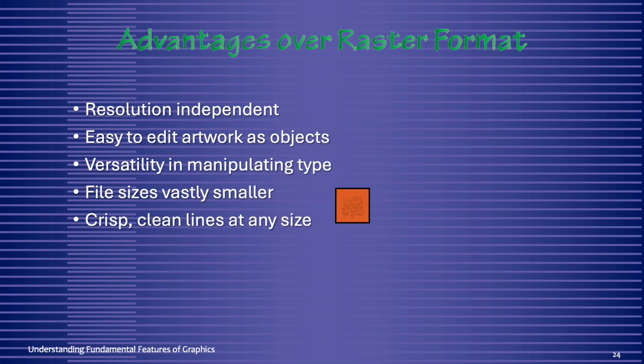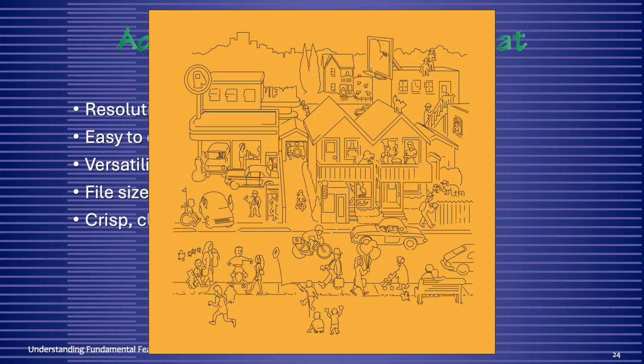With vector artwork, you get crisp, clean lines that the computer draws to the best of its ability at the highest resolution it can handle. This orange square is a perfect example of this. Here you see it scaled down to a small size, and here you see it scaled way up. Now you can see all the detail in it.